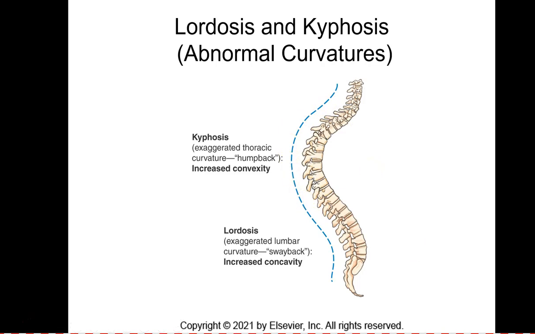Kyphosis is noticed by us often when we're doing chest x-rays. So think about a lateral chest x-ray on an elderly patient. You'll notice kyphosis. It's not that uncommon. Kyphosis can be caused by conditions such as osteoporosis, where there's a loss of bone density in the vertebrae.